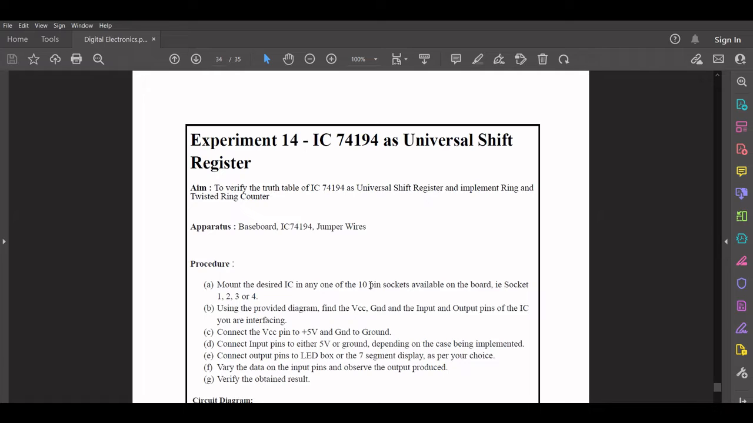In this video, we'll start with the next experiment, that is the use of IC 74194 as a universal shift register. The aim of this experiment is to verify the truth table of this IC as a universal shift register and also to implement a ring counter.